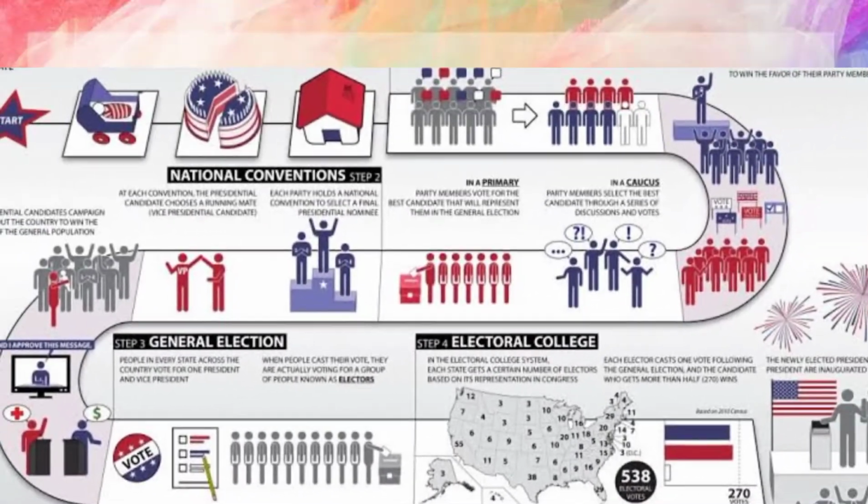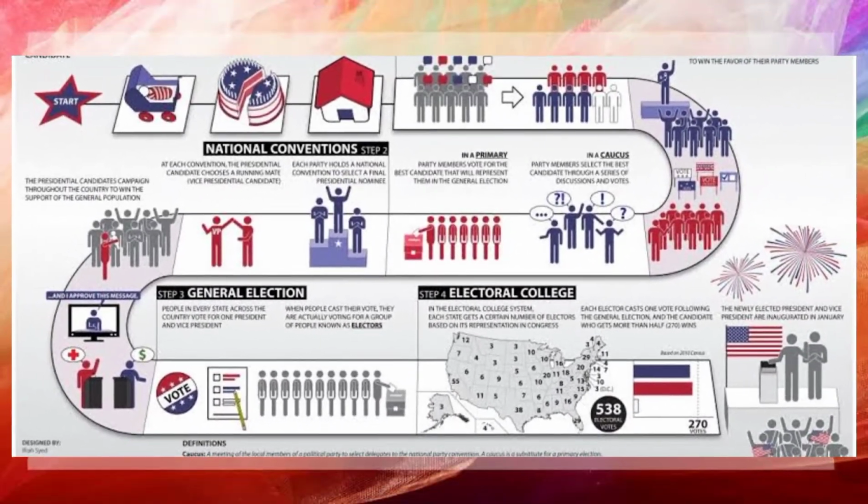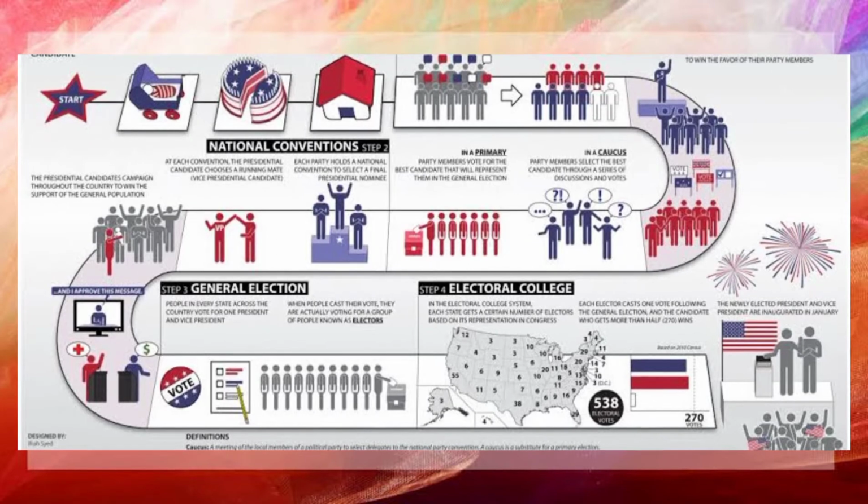The Electoral College system is the electoral system used by the USA. Each state gets a certain number of electors based on its total number of representatives in Congress. Each elector casts one electoral vote following the general elections. There are a total of 538 electoral votes.